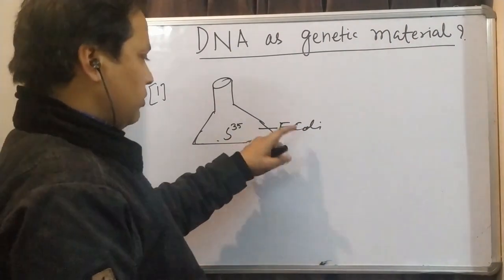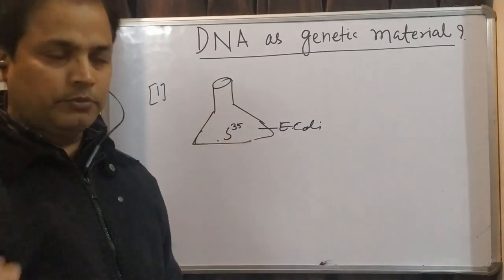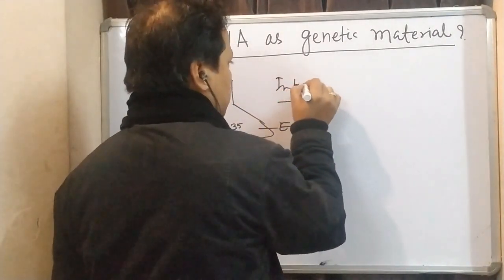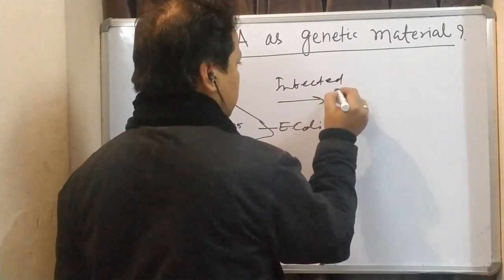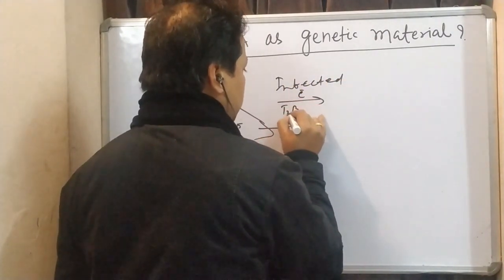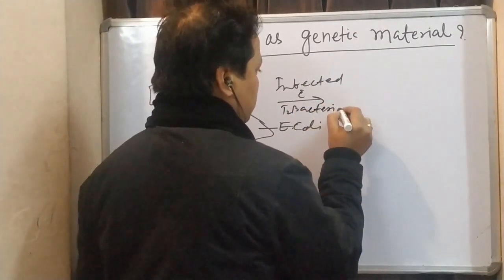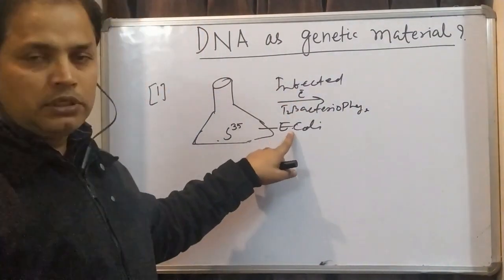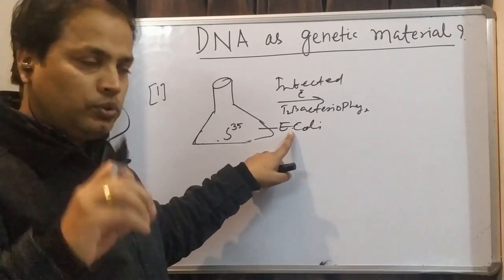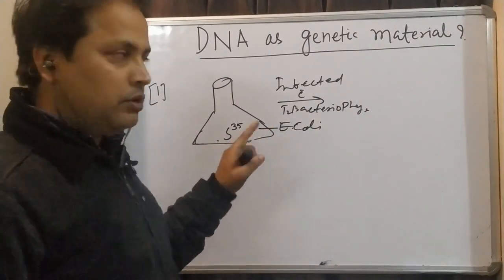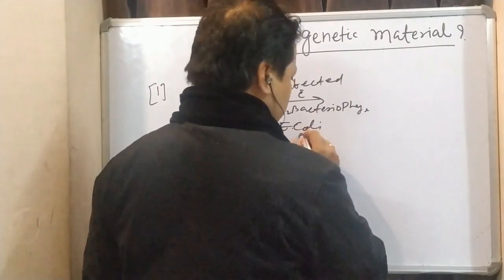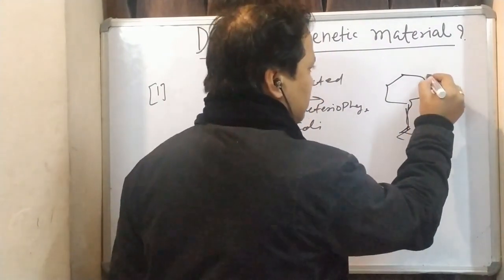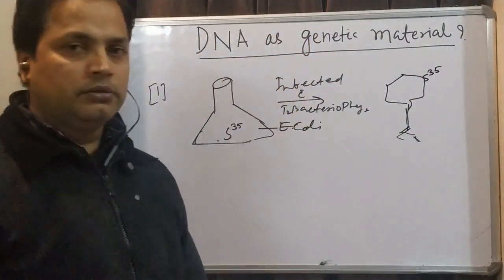So what will happen? E. coli will take sulfur into their proteins, and then they have infected this with T2 bacteriophage. So what will happen? This T2 bacteriophage is going to infect this E. coli, and they are going to use this sulfur in their proteins. So from this E. coli, whatever bacteriophage we are going to get, they have sulfur 35 in their capsid.